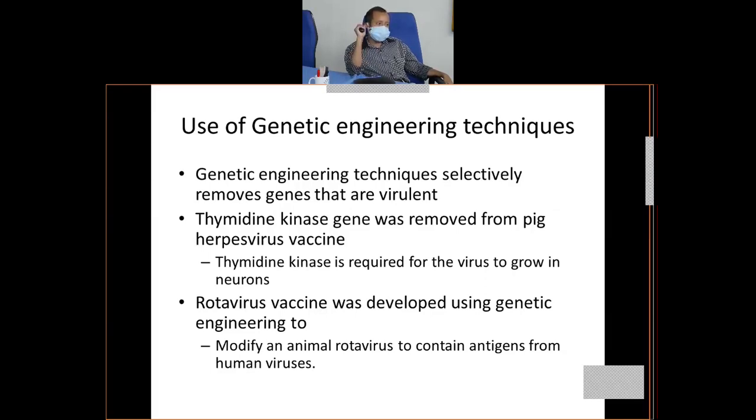Similarly, in the case of rotavirus, the live attenuated virus is basically taken from an animal virus. In the animal virus, by genetic engineering, you are putting in some antigens from the virus that causes the human disease. That means we are selecting some animal rotaviruses, and by using genetic engineering we are putting in some antigens from the human one. Lots of live attenuated vaccines are being developed using these genetic engineering techniques.